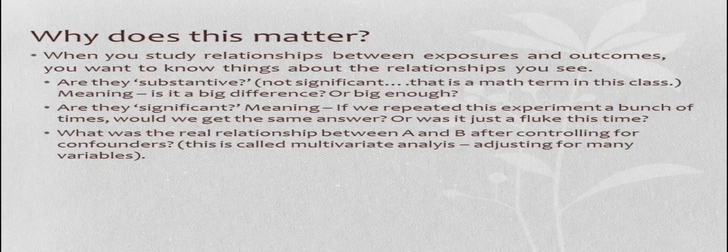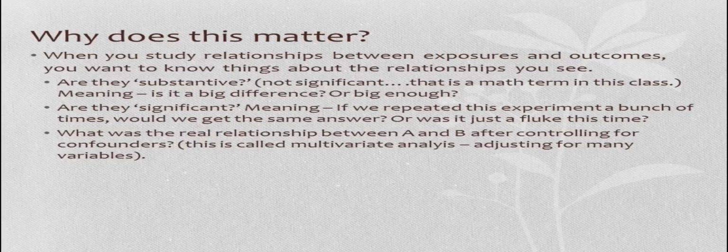All right, so the important thing about this is when you study relationships in epidemiology between exposures and outcomes, you want to know things about the relationships that you see. And really what you want to know is, are they real? That gets answered in a couple of different ways. One is, are they substantive? I don't say significant for this because significant really means one specific thing. Substantive means, is it a big difference, or is it a big enough difference to be clinically meaningful? The second thing you need to know is, are they statistically significant? Meaning, if we repeated this experiment several times, would we get the same answer, or was it just a fluke?